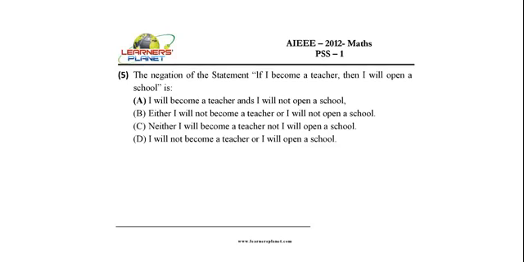We need to find the negation of the statement, if I become a teacher, then I will open a school. Here we can say that it's an if-then conditional statement. So let us find how to do the negation of if-then. First of all, let us make the truth table.